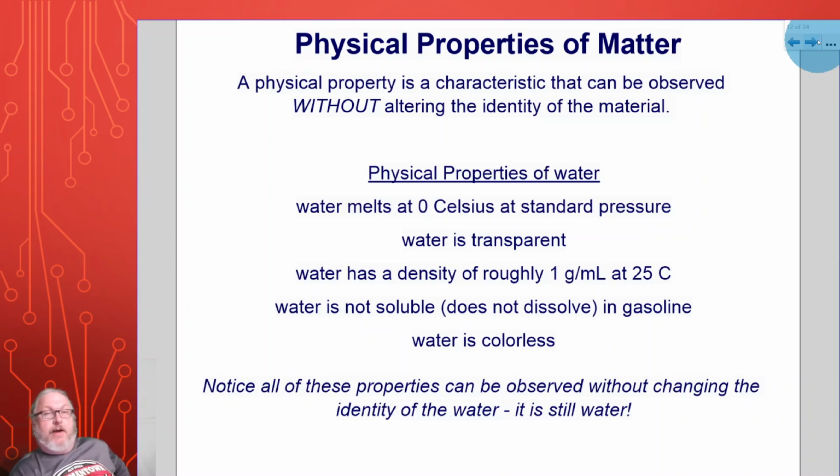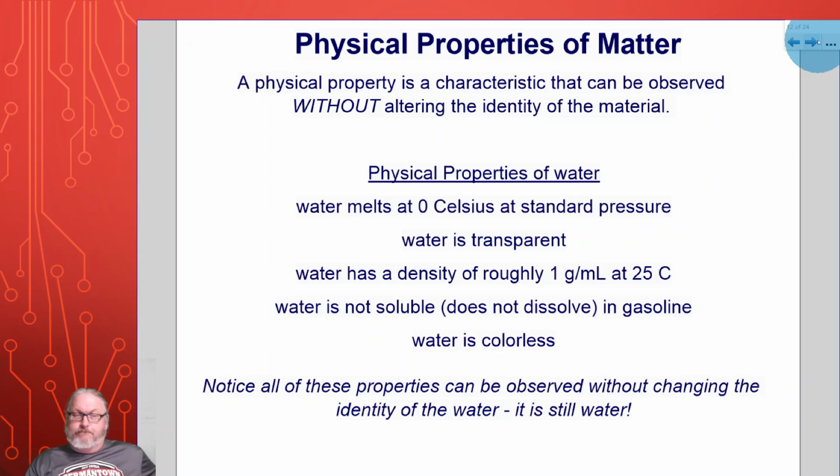So a physical property is a characteristic that can be observed without altering what that material is. So let's describe water. We know water melts at 0 degrees Celsius at standard pressure. Water is transparent, or most people call that water white. Water has a density of roughly 1 gram per milliliter at 25 degrees C. It is not soluble in gasoline and other nonpolar solvents. Water is colorless. All right.